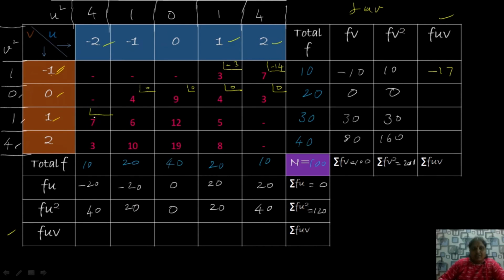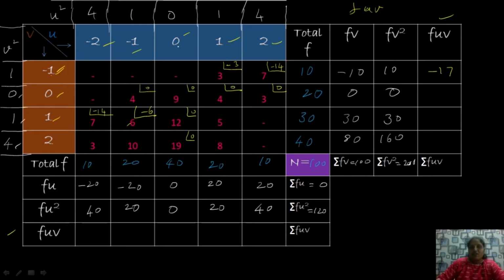Multiplied with 7, minus 14. And then minus 1 plus 1. 1 multiplied with minus 1, minus 1. Multiplied with 6, you get minus 6. And here itself, this column value becomes 0. So here itself you get 0 entirely.